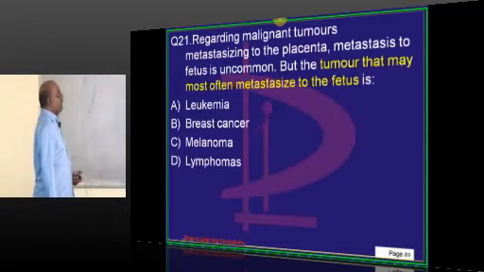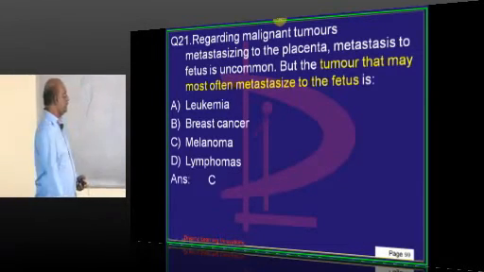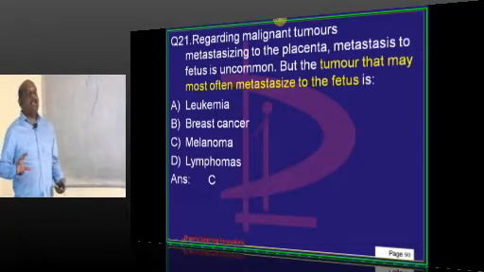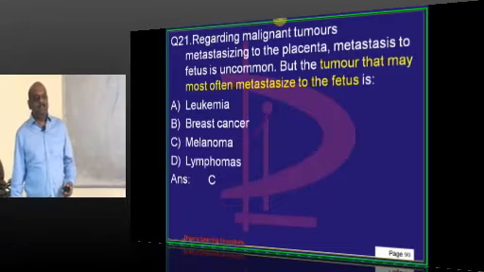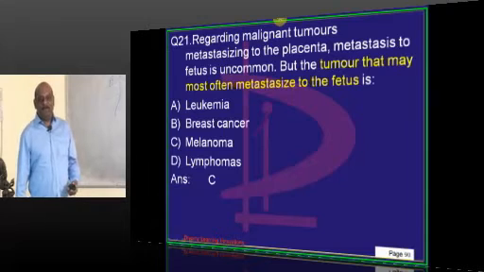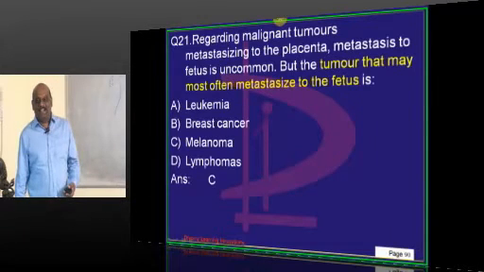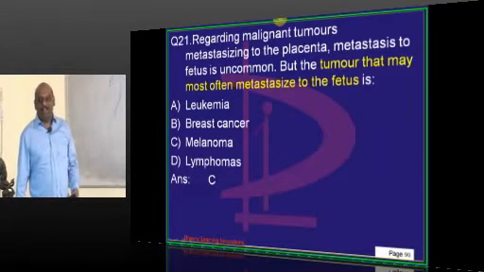Okay. Now, about malignant tumors going to the placenta, which one often metastasizes to the fetus? This is purely a Kaun Banega Crorepati type question. Will it be melanoma or lymphoma? You have to fix one. In the exam hall you have to guess and answer something. This is in God's hands. At that time, nobody knows what will go to the fetus.